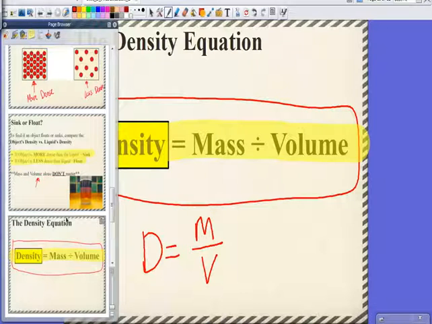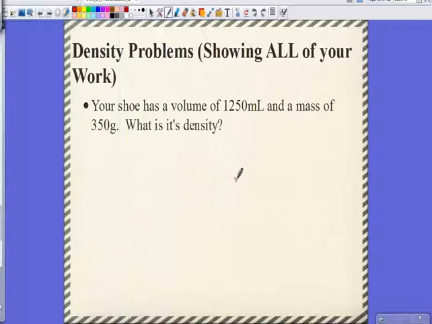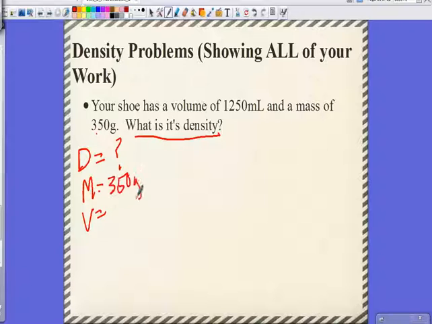We're going to use this equation to solve certain problems. Just like last unit, you're going to have to show your work. So when you get a word problem that says your shoe has a volume of 1,250 milliliters and a mass of 350 grams, what is its density? First, you're going to show your work. I'm going to put D equals, M equals, V equals. So what do I know? I'm going to put a question mark next to D equals because it asks what is its density. Then I know my mass and volume because my word problem says 350 grams. This is step one, remember from the notes. And then 1,250 milliliters is my volume.